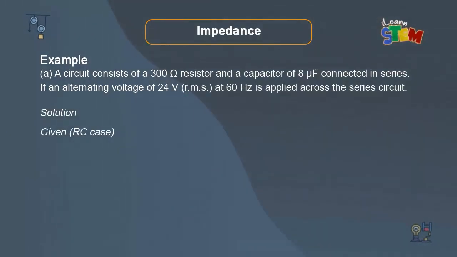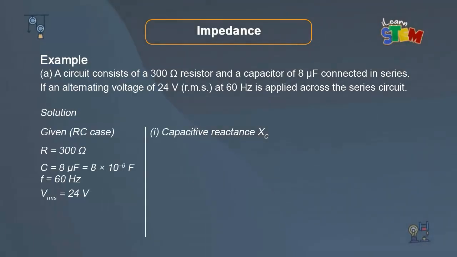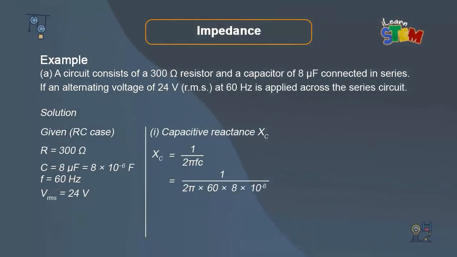Solution. We are given the resistor is 300 ohms. The capacitor is 8 microfarads, which equals 8 times 10 to the power of minus 6 farads. The frequency is 60 Hz. The root mean square voltage is 24 volts. Part 1. Finding the capacitive reactance. The formula is reactance of a capacitor equals 1 divided by 2 times pi times frequency times capacitance. So, 1 divided by 2 times pi times 60 times 8 times 10 raised to the power of minus 6. When calculated, this gives approximately 332 ohms.